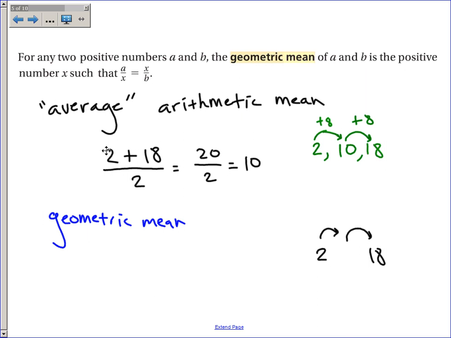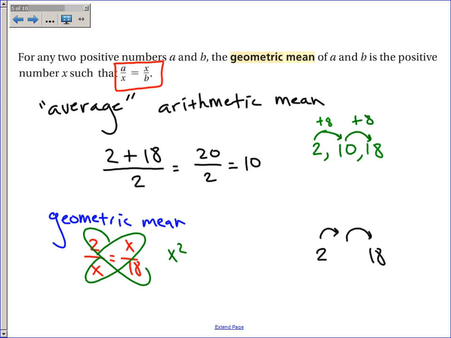And so I will explain that the geometric mean is what you get when you solve this proportion where a and b are the numbers. Okay, so if I use 2 and 18, 2 over x is equal to x over 18. And I'll solve this by cross multiplying. X times x is x squared, and 2 times 18 is 36. Okay? And then I can solve for x.